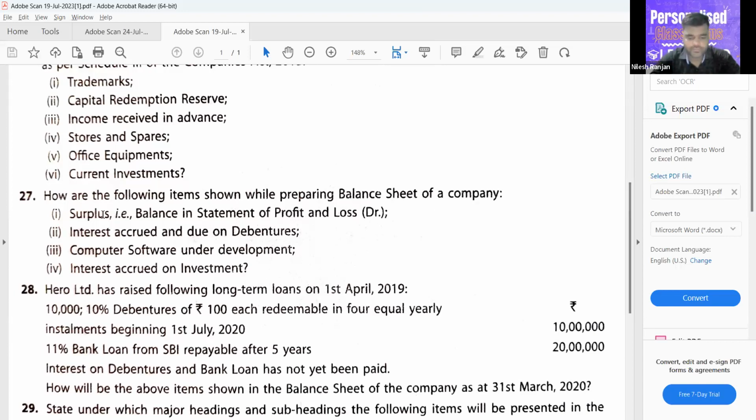The next one. The other current assets. Yes, other current assets, interest accrued on investment. So we have to receive this interest, and it is short term in nature.